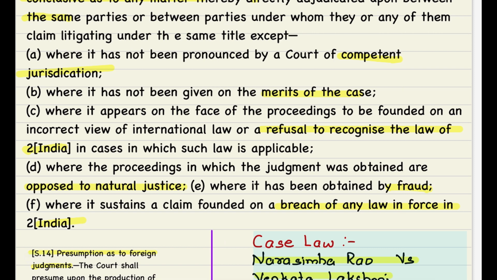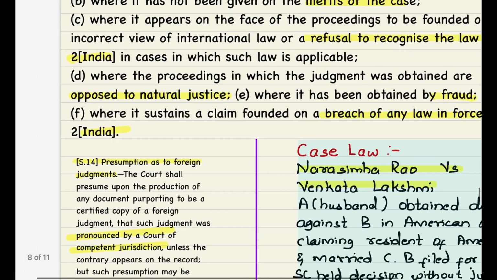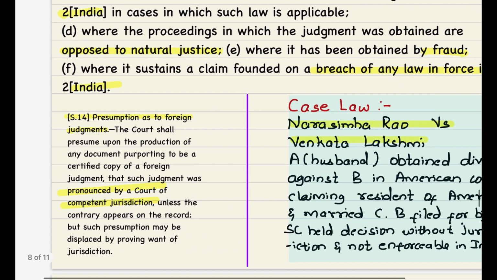And the judgment that a foreign court gave was opposed to natural justice. Or the judgment the foreign court gave was obtained by fraud, or the judgment the foreign court gave was a breach of any law in force in India. So if they did not consider the Indian law, they breached it and gave judgment, then it will not be enforceable in India. Except for these exceptions, the foreign judgment will be enforceable in India. So, presumption as to foreign judgment: it is presumed that the foreign court was competent to try if that case comes to India.